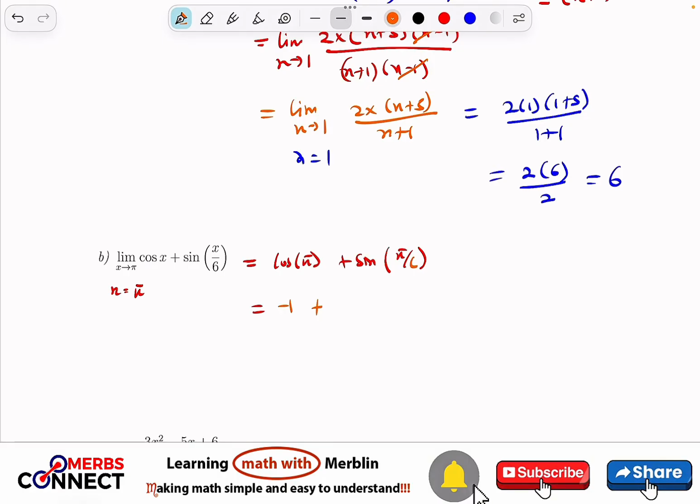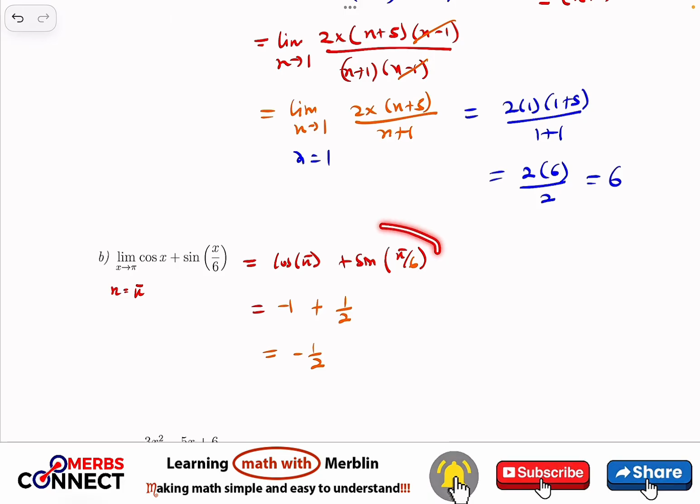Sin pi on 6 is half, so you are going to have this one to be half, and when you do the subtraction you are going to have -1/2. So here you should be very good with the unit circle to see that this here is equal to half. It's very, very important here. So this is very important.